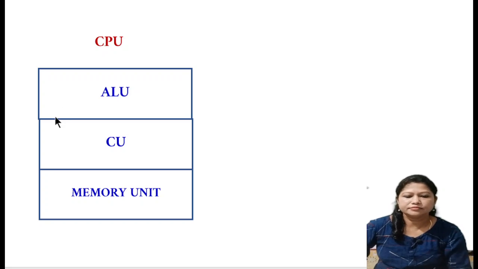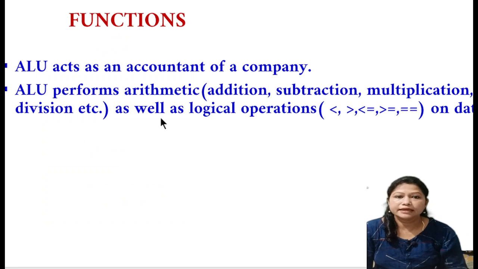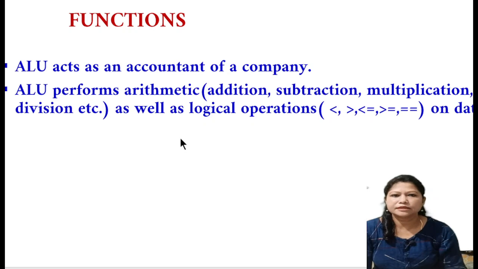Here we can see the diagram. What are the parts of the CPU? That is ALU, CU and memory unit. Now what is ALU? ALU acts as an accountant of a company. That means it performs arithmetic and logical operations on data. Arithmetic means it performs addition, subtraction, multiplication, division, and logical, it also takes logical decisions. That means comparisons among the data, whether one number is greater than the other, whether two numbers are equal. So this kind of comparison calculations is also performed by ALU.